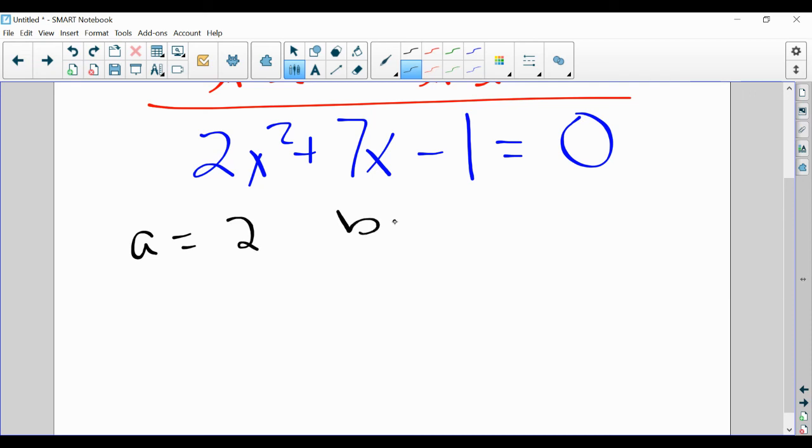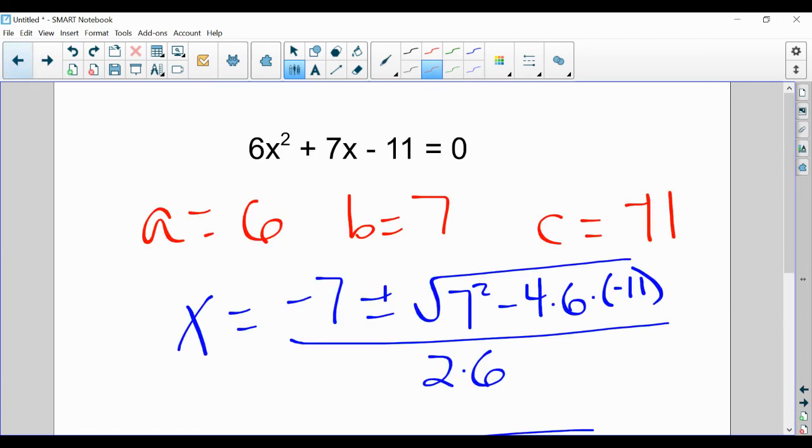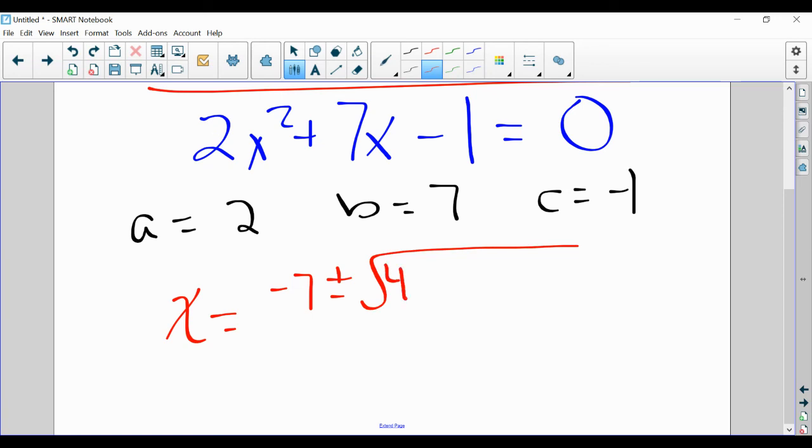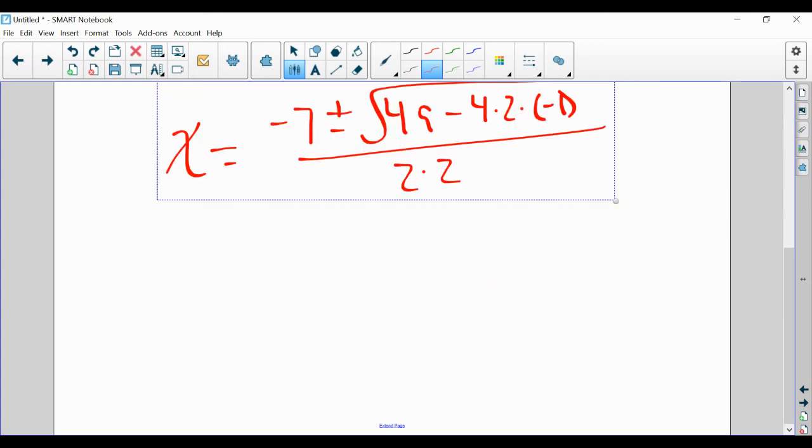I'm going to take the time to list out a, b, and c, in the hopes that you actually do also when you get started with this. It's easy to forget that c is a negative 1, or in the previous problem, c is a negative 11. So I like to stay organized when I first start learning things, just so I don't make silly mistakes with signs. Okay, now I'm ready to use the quadratic formula. x is equal to negative 7 plus or minus the square root of 7 squared minus 4 times a times c all over 2a. Let's clean that up.